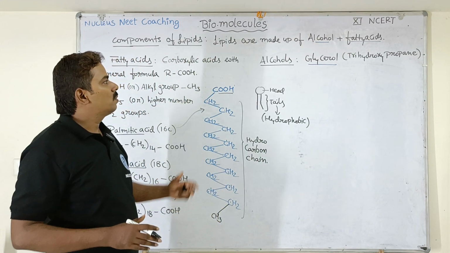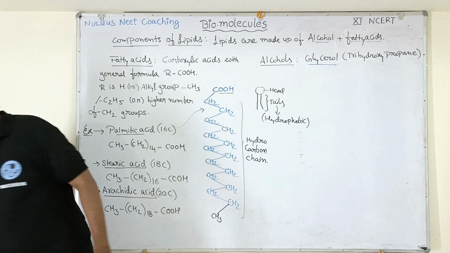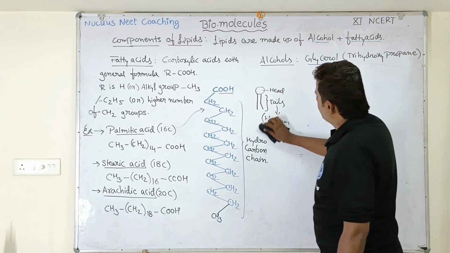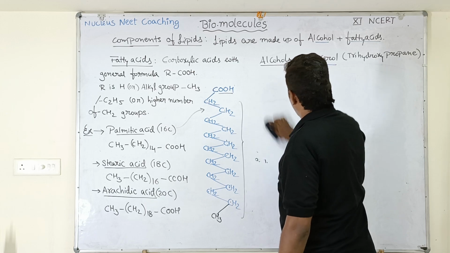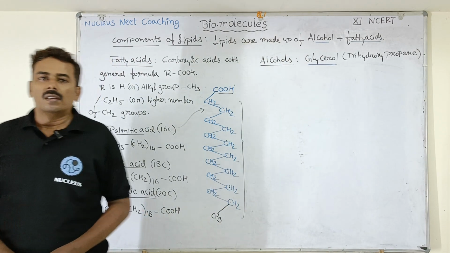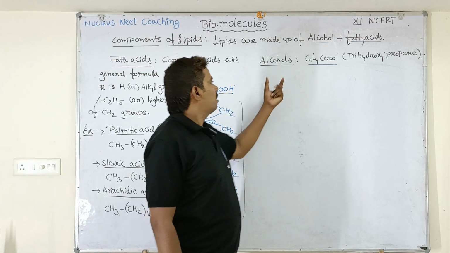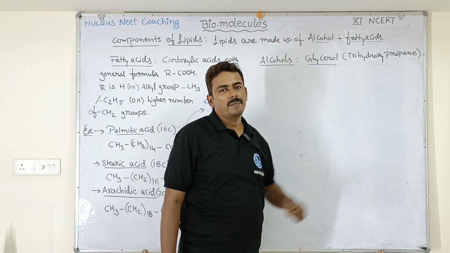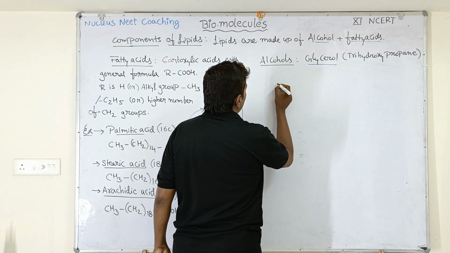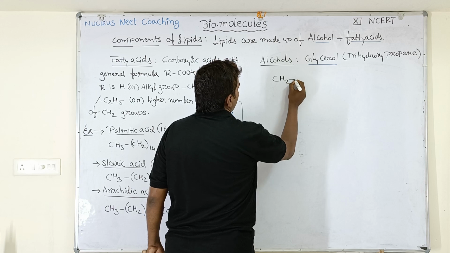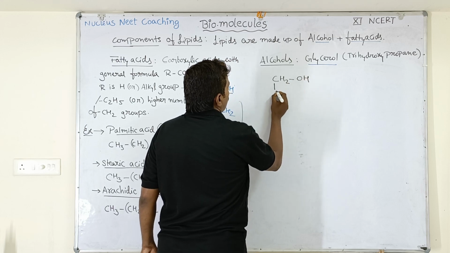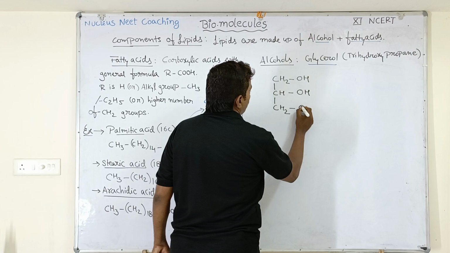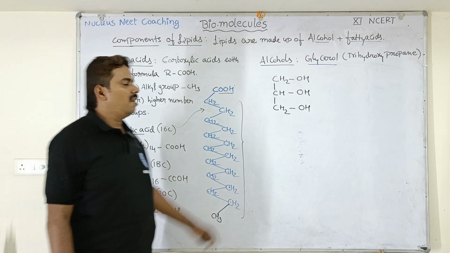So now let us move on to alcohols. In a lipid molecule, there is another component called alcohol. The alcohol group is generally glycerol. Trihydroxypropane is the chemical name. So what is the structure of glycerol? There will be 3 carbons. First carbon CH2 attached to OH group. Second carbon CH, OH. Third carbon CH2, OH. That's it. So this is the structure of glycerol, which is an alcohol.